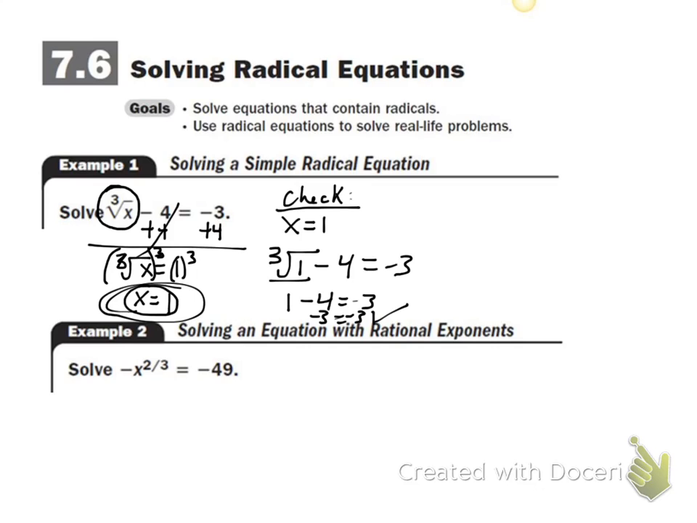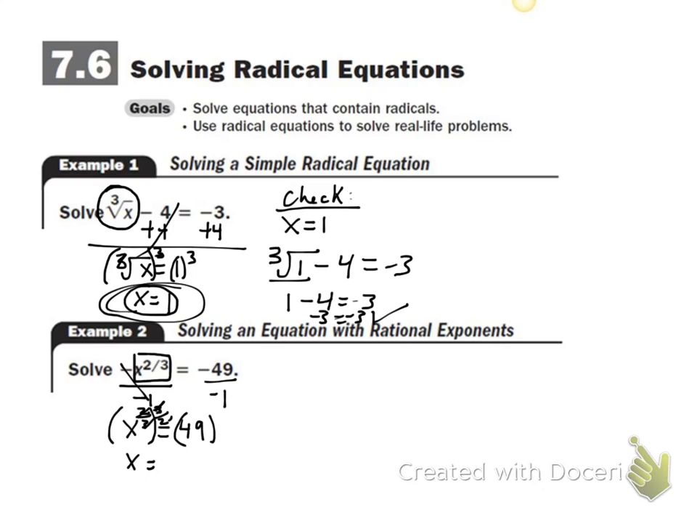Let's take a look at example 2. Here, I want to also isolate the radical term. It's being multiplied right now by a negative 1. So I'm going to divide both sides by a negative 1, and if I do, I get x to the 2/3 power equals positive 49. Now, I want to raise both sides to a power that will undo raising to the 2/3, and that would be the reciprocal power 3/2, because if you multiply 2/3 and 3/2, those common factors all cancel out, and you'd end up with x all by itself.